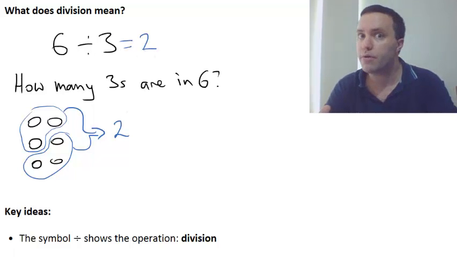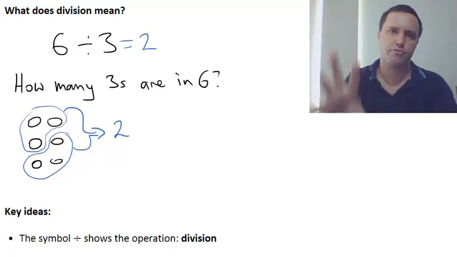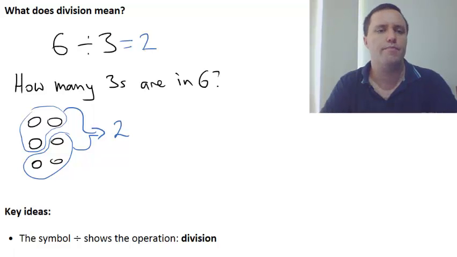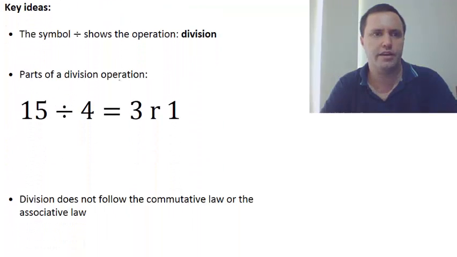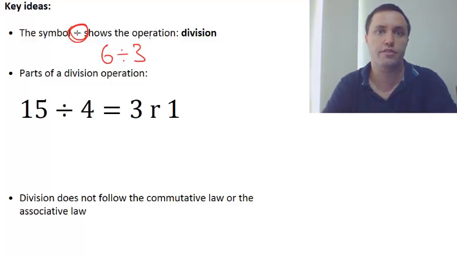Okay, unsurprising very much, but I want you to start to think that, have in your mind, that's what division means. How many 3's are there in 6? There's 2 of them. Okay, right, let's fly through to our key ideas. Okay, this symbol here shows the operation division. Okay, and so as I said before, 6 divided by 3, that's what that means. Okay, 6 divided into 3 parts.